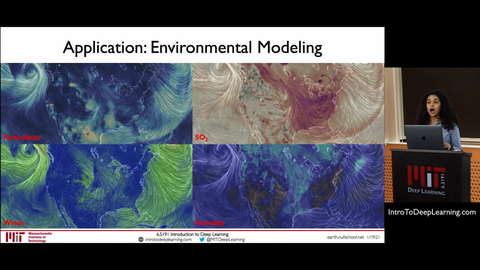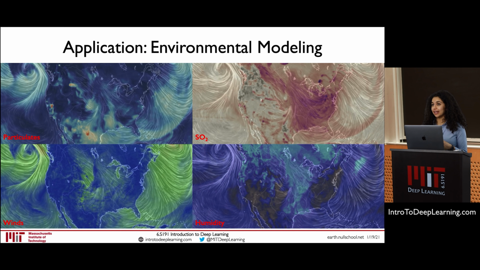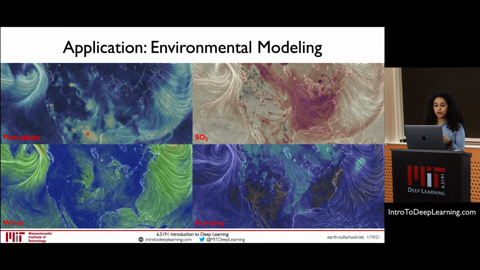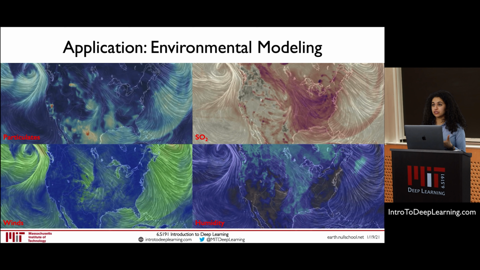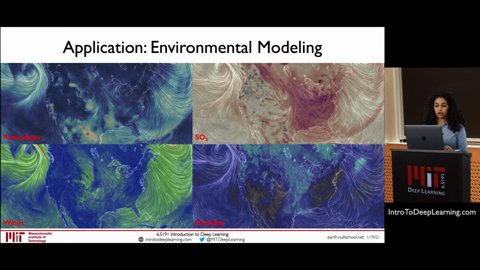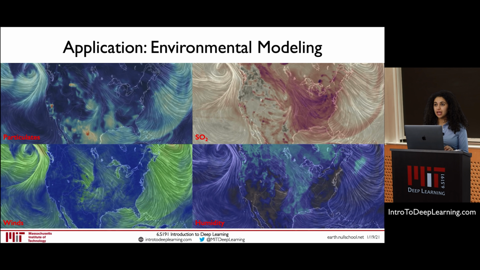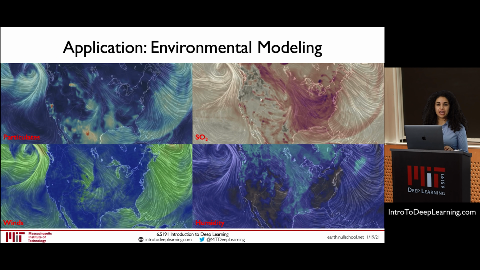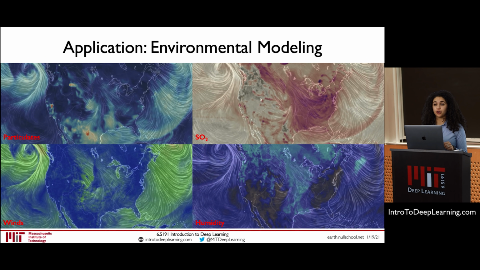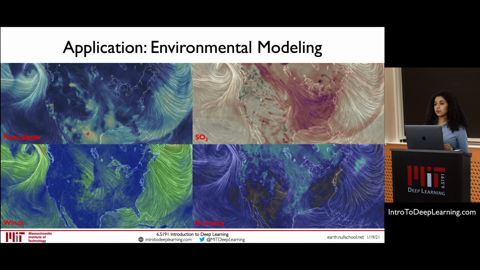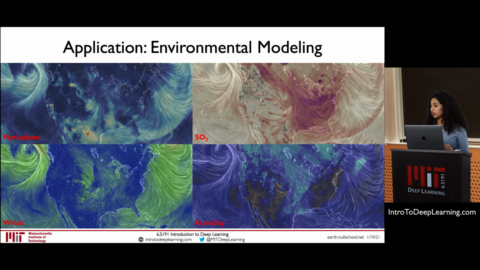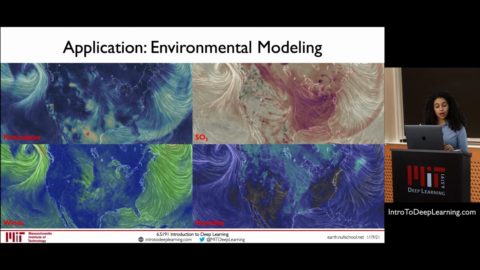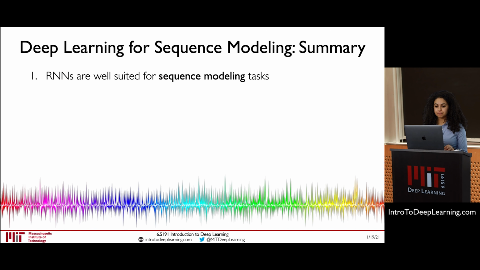Another powerful example of sequential modeling is in environmental modeling and climate pattern analysis and prediction. So here we can visualize the predicted patterns for different environmental markers such as winds and humidity. And it's an extremely important and powerful application for sequence modeling and for recurrent neural networks because effectively predicting the future behavior of such markers could aid in projecting and planning for long-term climate impact.